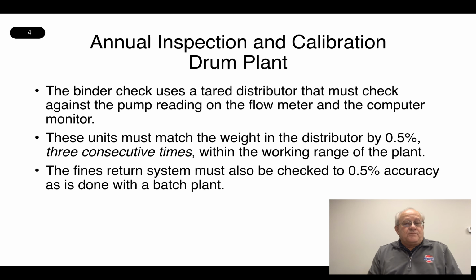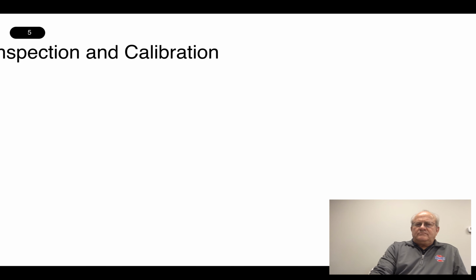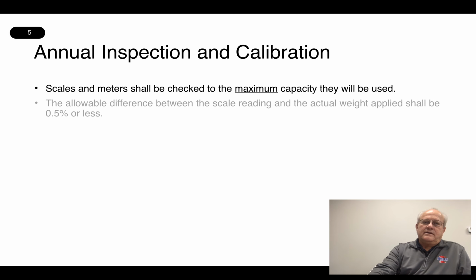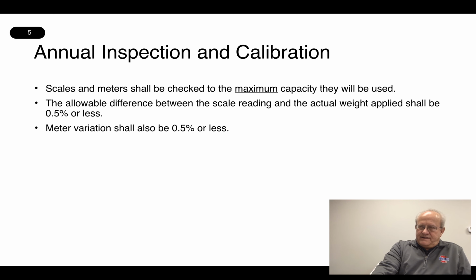The fines return system also needs to be checked. That will be the fines coming out of the baghouse. You have to meter them back in. There's a way to do that. You have to do it within 0.5%. When you're doing all these asphalt scales and aggregate scales and meters, you should do it at the maximum, if not the maximum, at least in the range where you're going to be utilizing them constantly. The allowable difference between the scale reading and the actual weight applied shall be 0.5% or less throughout the range. Meter variation, there again, 0.5%.